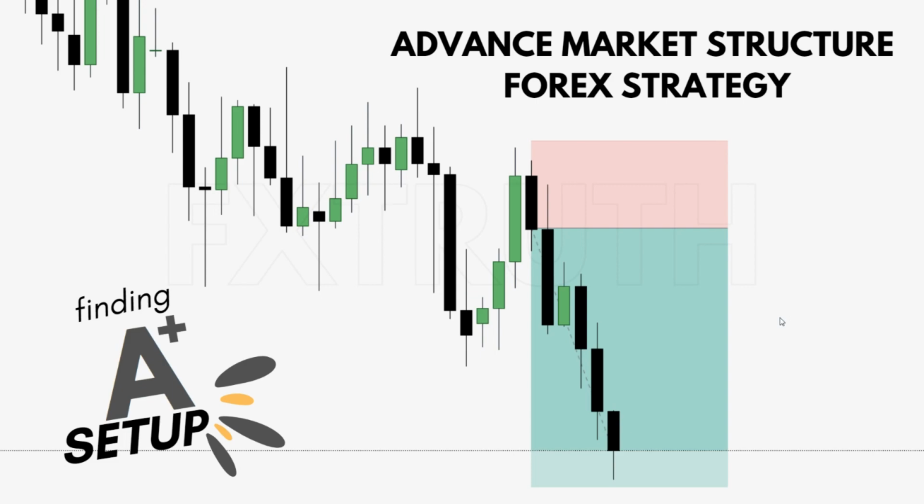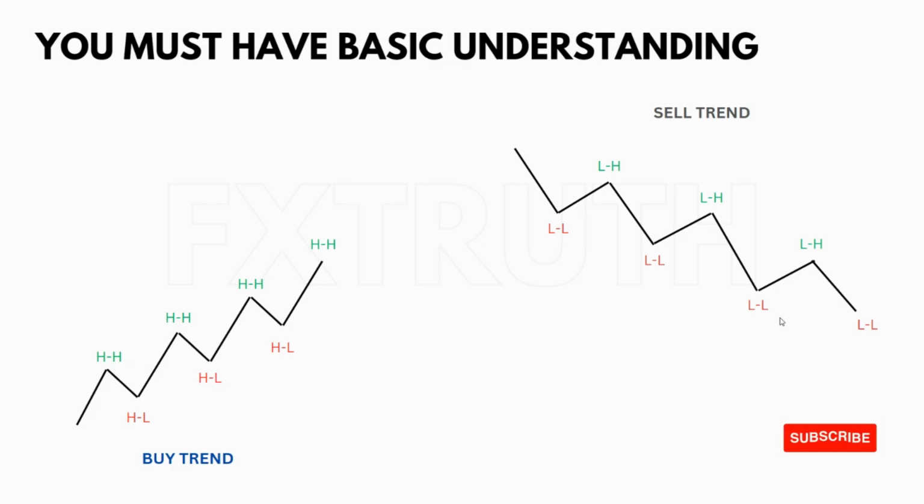For you to be able to use this strategy effectively, you must have a basic understanding of market structure. When we talk about market structure, we're simply referring to a higher high and a higher low formation in a buy trend, and a lower high and a lower low formation in a sell trend. Just like you can see on the screen, on the left side this is a buy trend, and on the right side this is a sell trend. So you must have a basic understanding of market structure in this particular formation.